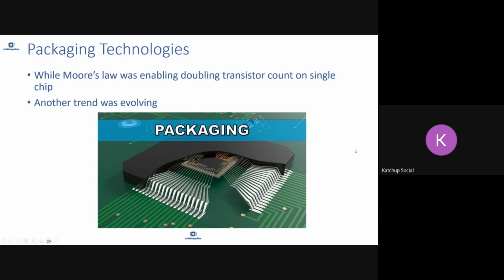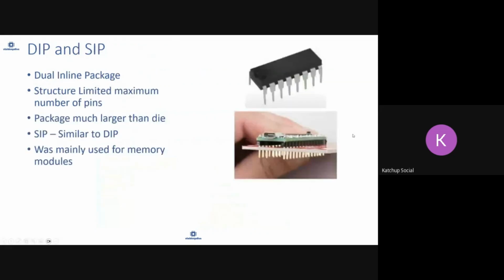So packaging, while Moore's law was also evolving, it's packaging technology which was often overlooked. It was also evolving. So let's see how packaging technology evolved over multiple years.